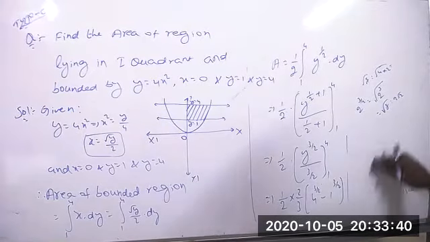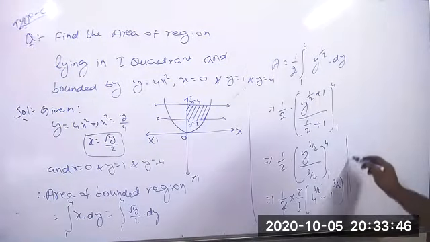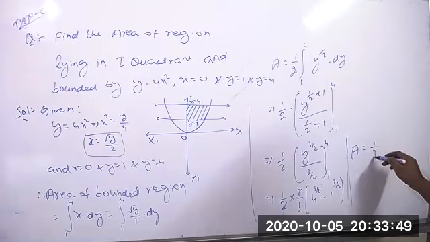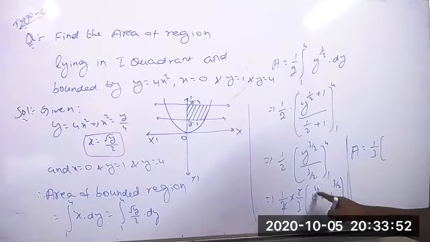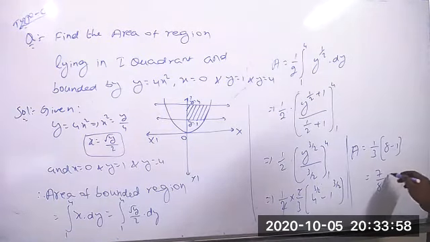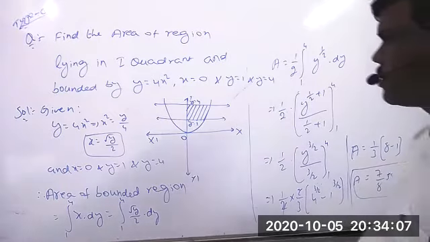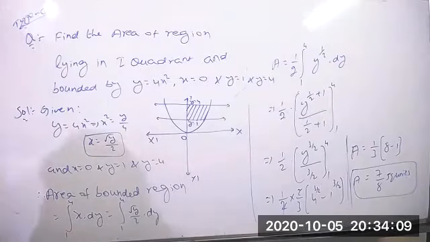Now I can simplify. So 2 will be cancelled. So area is equal to 1 by 3 into 4, which you can write as 2 square, and this will be cancelled. 2 cube means 8. 8 minus 1, so 7 by 8 square units. This is the area of the bounded region by the curve y equal to 4x square, x equal to 0, y equal to 1, and y equal to 4.